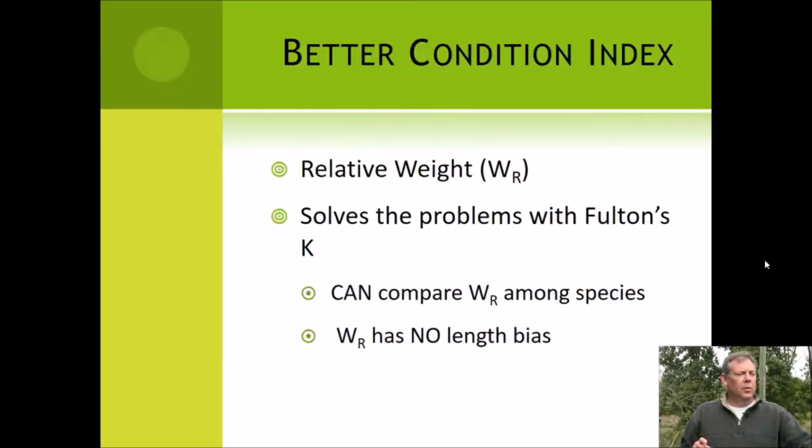Okay, most people use relative weight as their index of condition these days. There's a couple of reasons. Basically, it solves the two biggest problems with Fulton's K. Now we can compare relative weights across species, and it does not have a length bias like Fulton's K does.